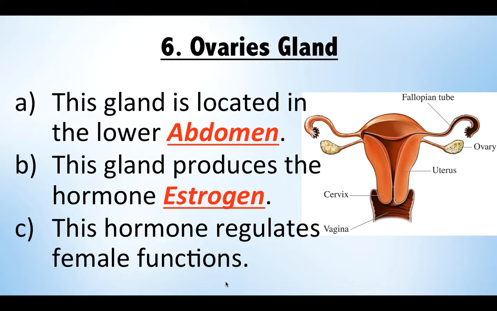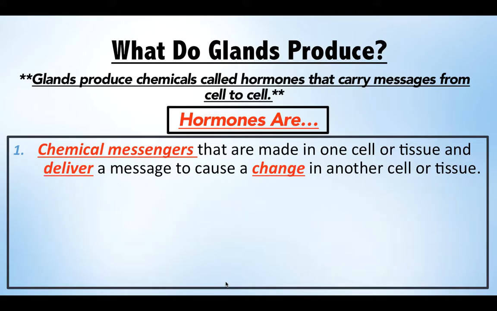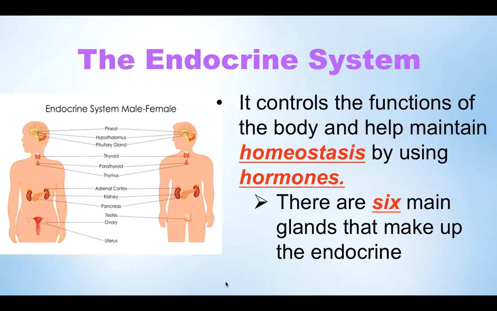So that is the endocrine system. It is all about regulating the body and telling the body what to do to maintain homeostasis. And homeostasis is the ideal place for your body to be, where everything is kind of in balance and everything is where it needs to be.